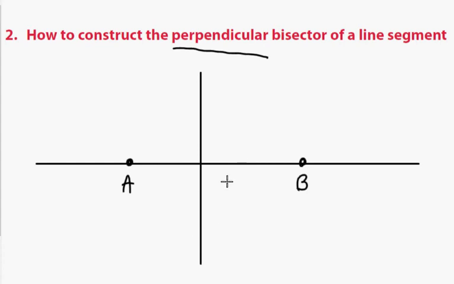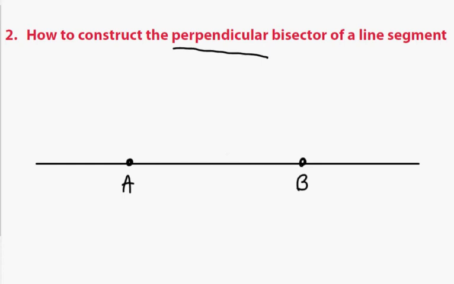Is this line a bisector? It's not a bisector because this distance from here to here should equal the distance from here to here. Do you understand? Yeah? So here's what you do. You're given this in the test. That's what you're given in the test.